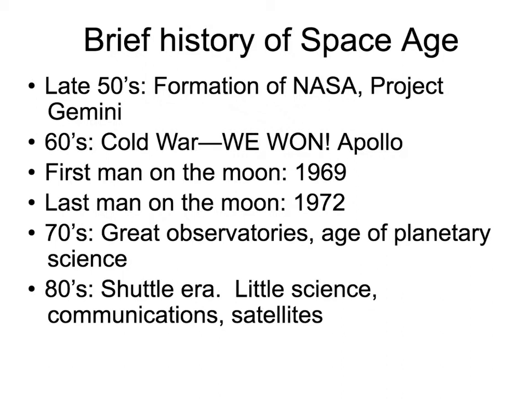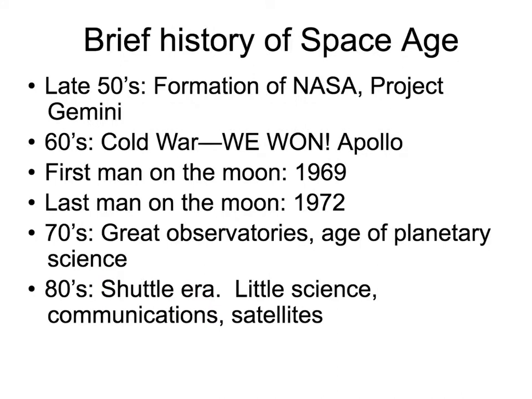In the 70s, we had the focus really on the science, not so much the exploration. So we had this age of the great observatories. We had the age of planetary science. In the 80s, we really kind of thwarted the science because in the 60s, we said, well, we went to the moon, let's go on to Mars. And that was supposed to happen in the 70s, and it didn't. And it was supposed to happen in the 80s, but instead they came up with a shuttle, which was basically just a plane that would put satellites in space.